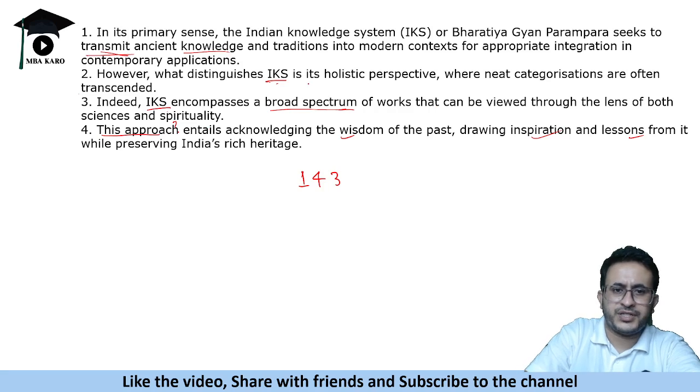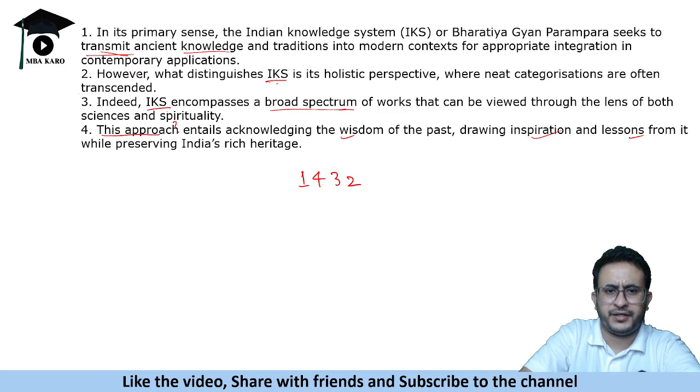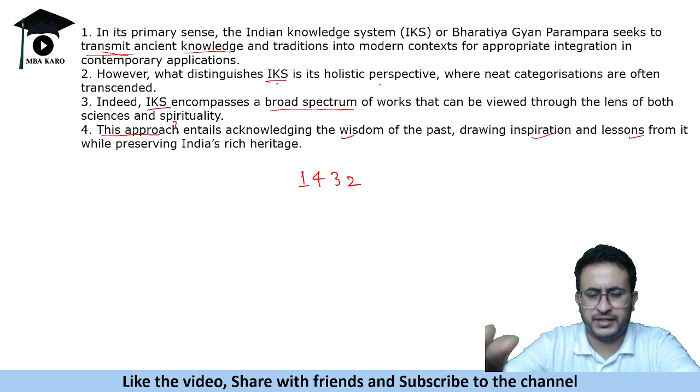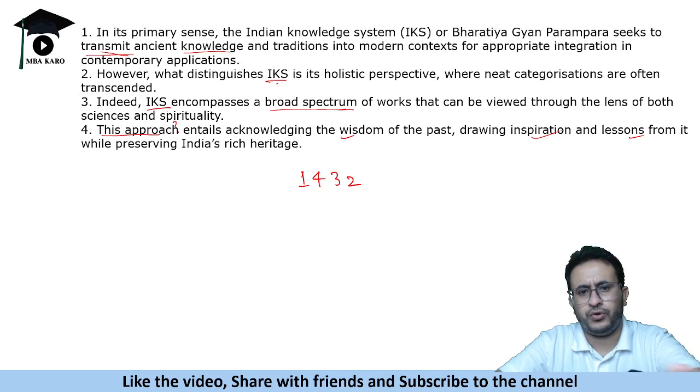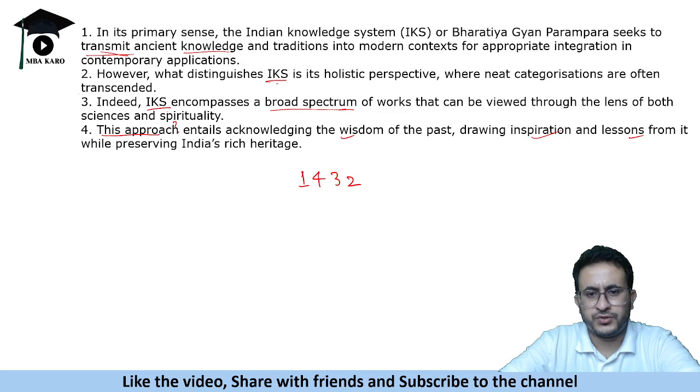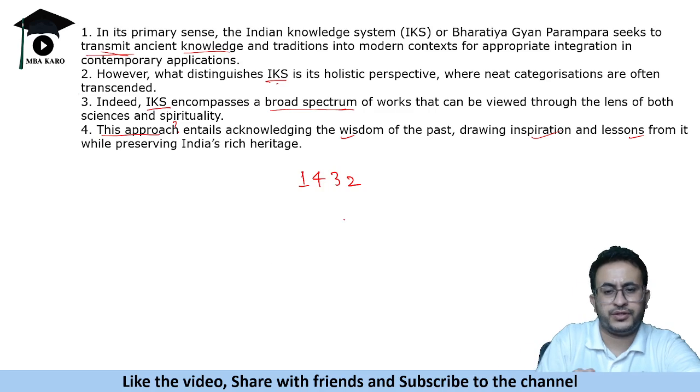However, what distinguishes it is its holistic perspective, where neat categorizations are often transcended. So 2 is something which is contradictory, right? It talks about the distinguishing of IKS from others, its holistic perspective. So the correct order is 1, 4, 3, 2.